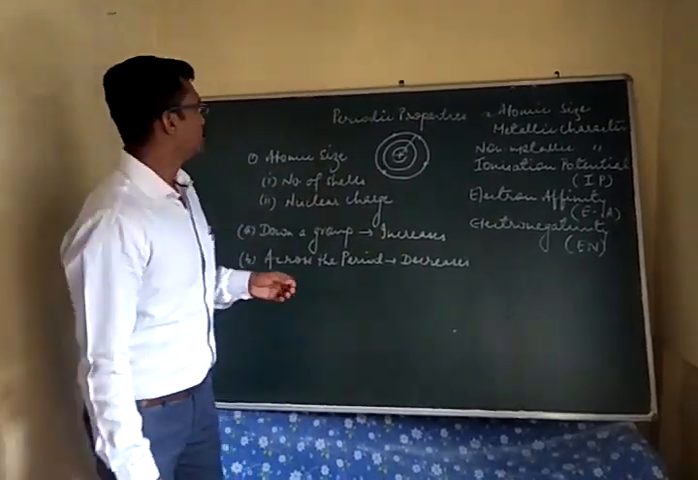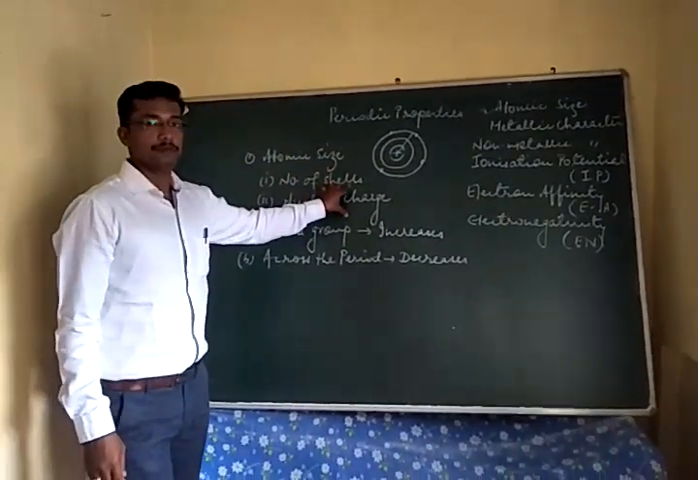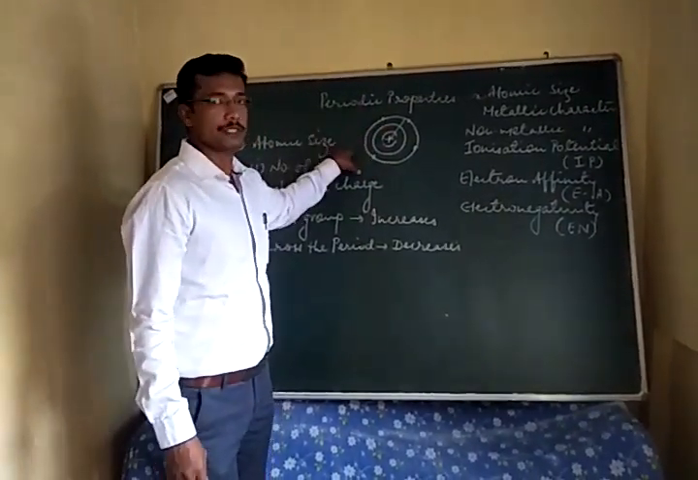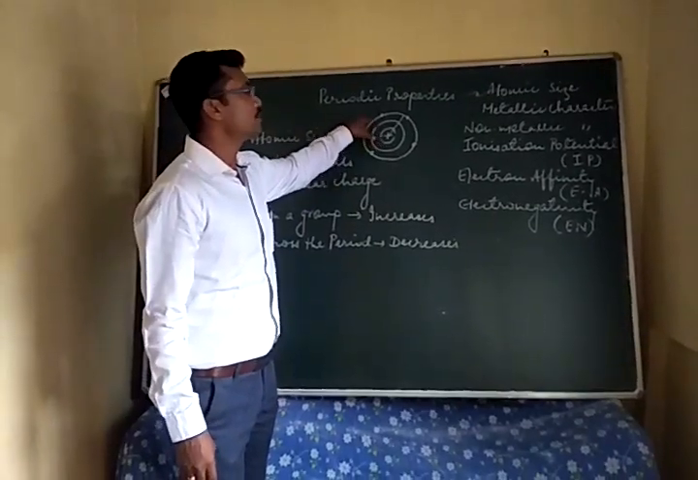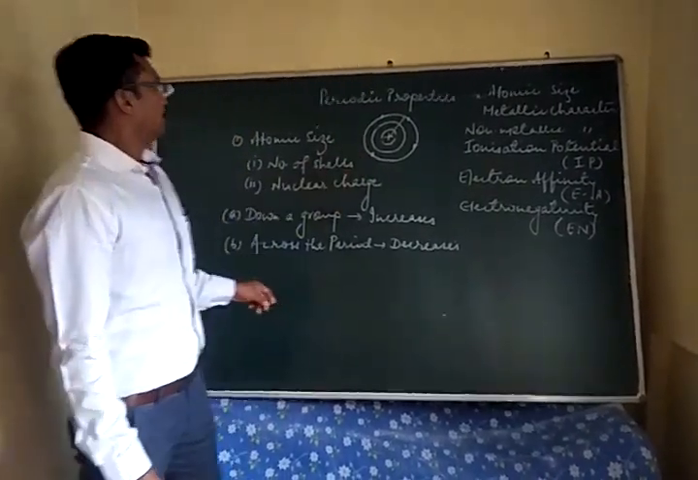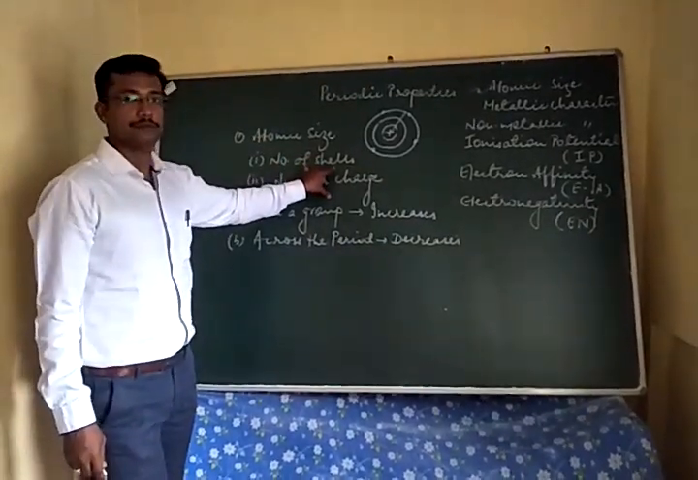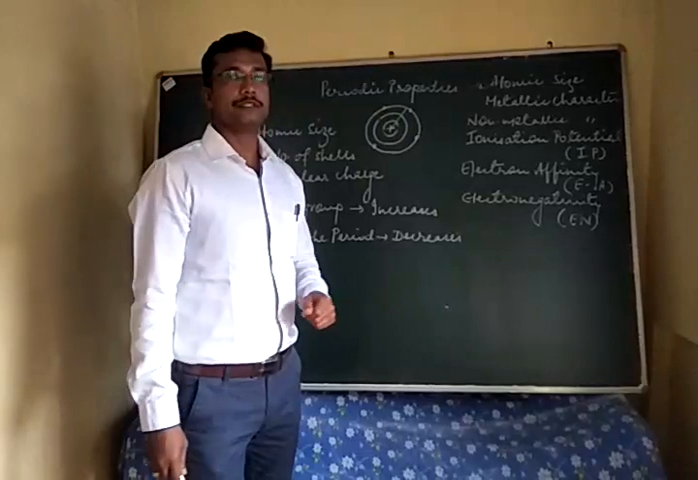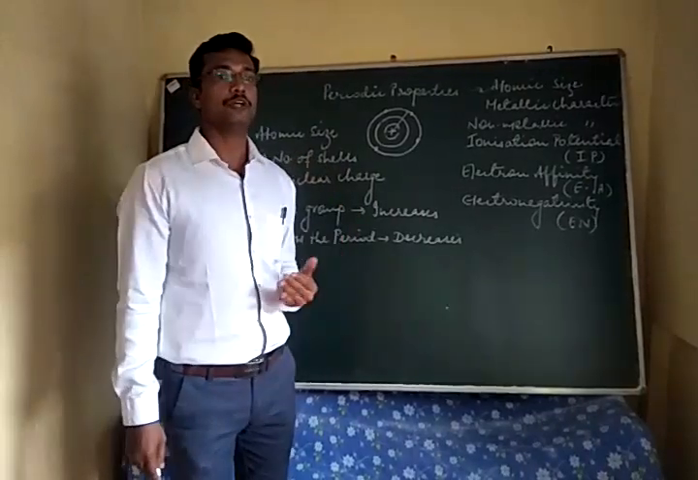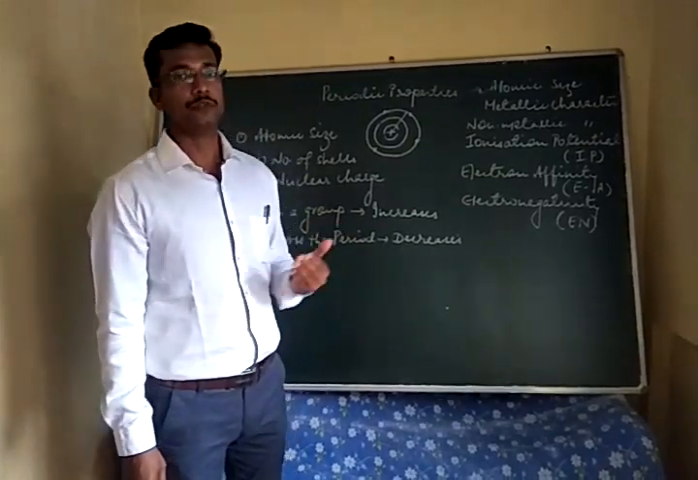That depends on two factors, that is number of shells and nuclear charge. Number of shells, you know, these are the number of orbits around the nucleus. Here you can see there are two shells, so number of shells here is 2. The second factor that can also affect the atomic size is the nuclear charge, and the nuclear charge is the positive charge in the nucleus. You know, inside the nucleus there are protons, and these protons give positive charge to the nucleus.